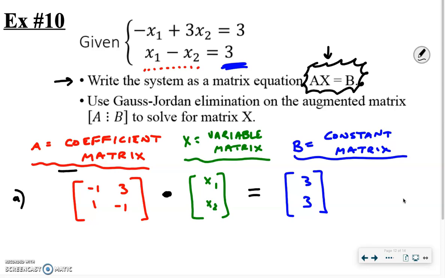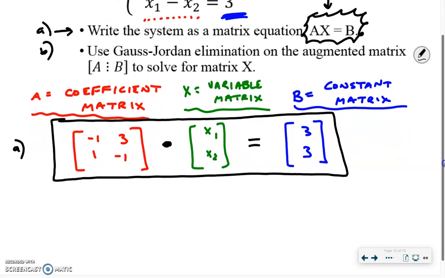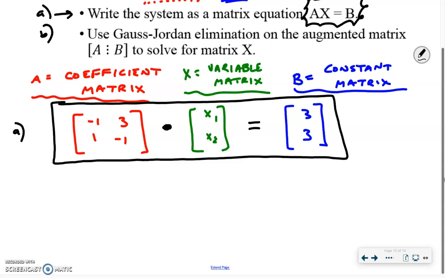So in part A, the initial part, that's what we're supposed to do. And we're finished with that first initial part. Again, we're calling this part A and this part B. So setting this up, that's the key. Now, where we're going with this in the very near future, like section 8.3 tomorrow, is that we're going to be multiplying both sides by the inverse of matrix A, which is very comparable to dividing. But again, it's not quite the same thing. Now here in part B, what we're asked to do is to use Gauss-Jordan elimination on the augmented matrix A augmented with B to solve for matrix A.